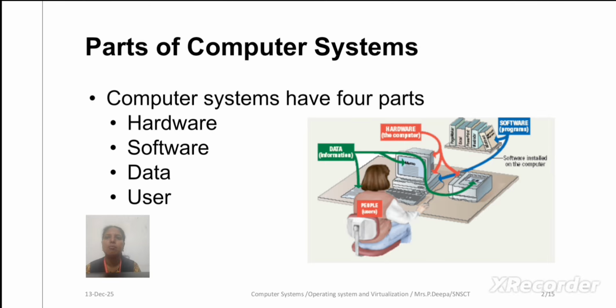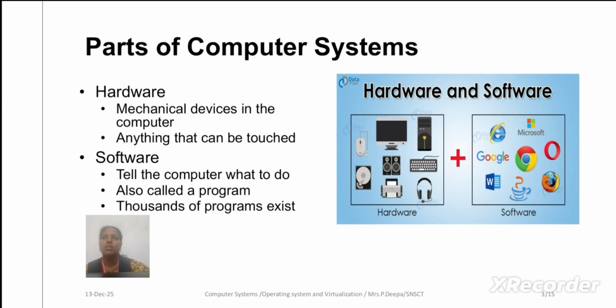This makes the computer a powerful tool for solving problems and handling large amounts of information with efficiency. So the parts of the computer system can be broadly divided into hardware, software, data, and the user.